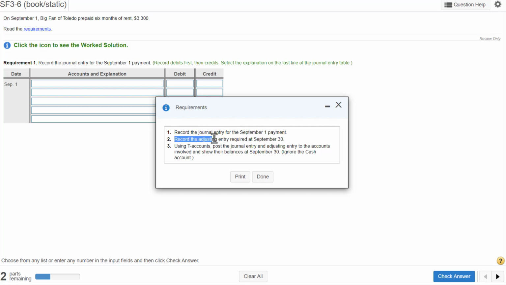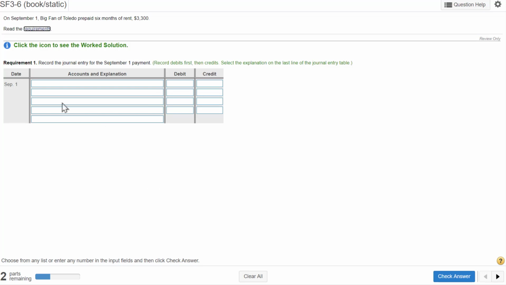And then at the end of the month, on September 30th, we need to do the adjusting entry to show that we've used up 1 month's worth of rent. And then we're going to post it to T accounts. So requirement 1, record the journal entry for the September 1 payment.